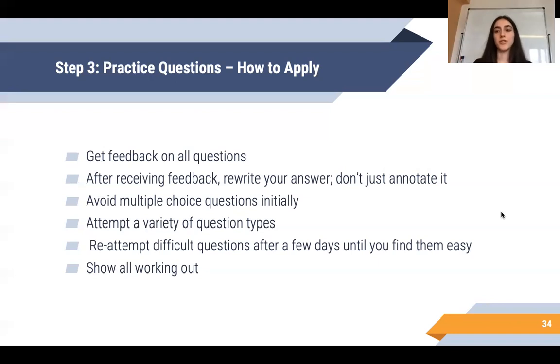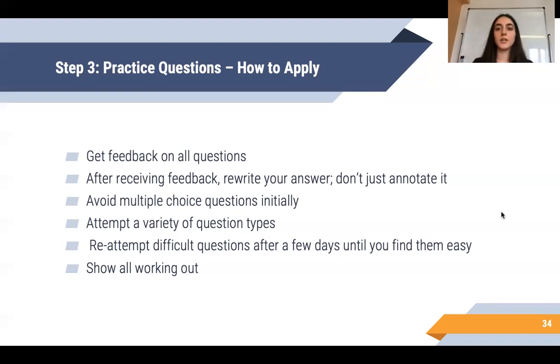Reattempt difficult questions after a few days until you find them easy. This is very, very important. If you do a question and you find it difficult, come back to it like a day or 2 later and then do it again. If you still find it difficult, do it again like 2 days later. Obviously, this implies that the first time that you attempted it, you actually answered it. If it's so difficult that you cannot answer it, just take it to your teacher or to your tutor, and they're going to help you with it.